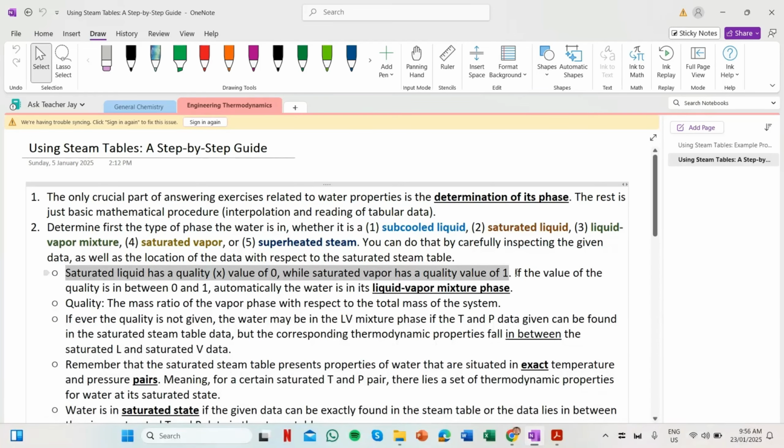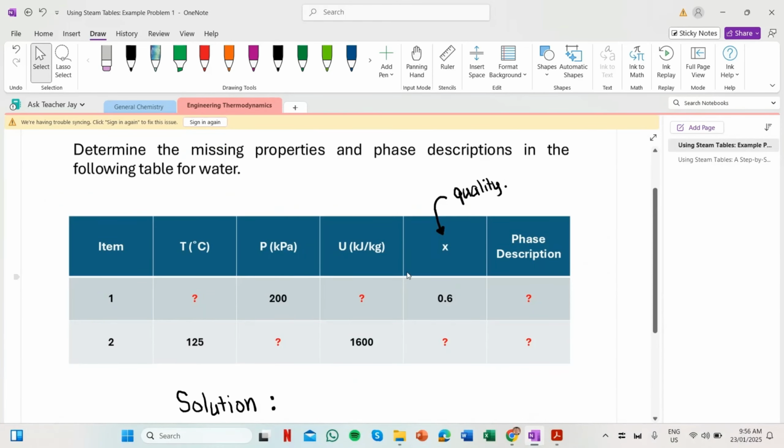So if the value of the quality is in between 0 and 1, automatically the water is in its liquid vapor mixture phase. So this item here, you can easily identify that, oh, okay, I am given the quality. So this means that automatically this is liquid vapor mixture. And usually, if you're not given this value, you have to still use the saturated steam table in order to check if the 200 kPa and the other thermodynamic property that is given, aside from the quality, is in a saturated liquid, saturated vapor, or a liquid vapor mixture.